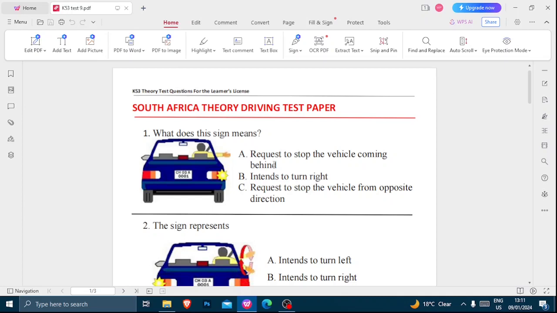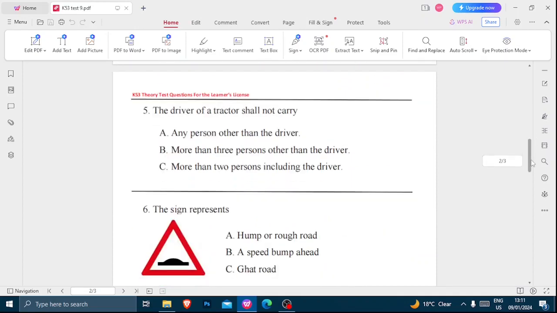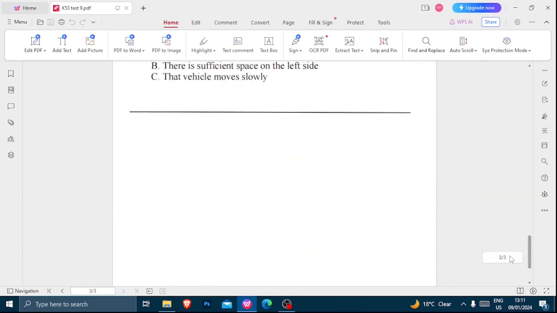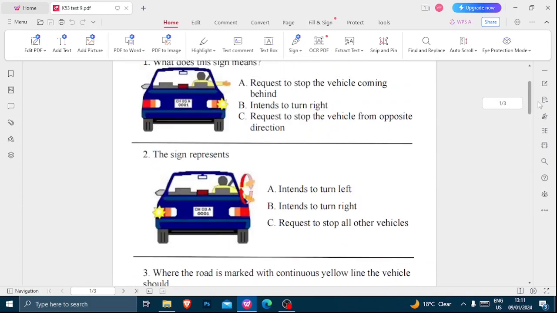So for this paper, we're gonna be looking at these questions here. We're gonna be looking at each question, and as you all know, we're gonna be deciding which one is the correct answer and why this one is the correct answer and things like that. So before wasting much time guys, let's begin.